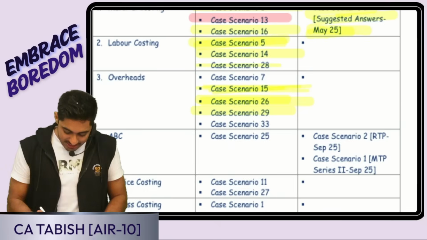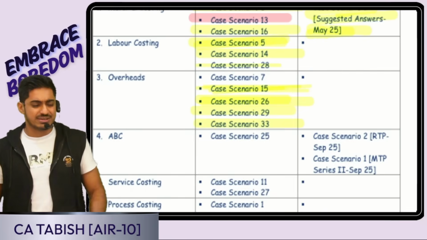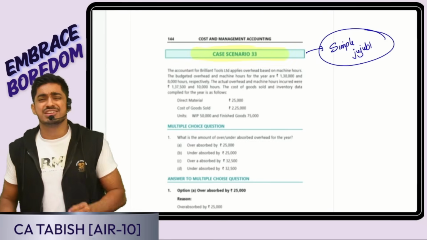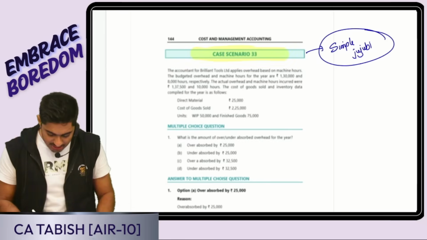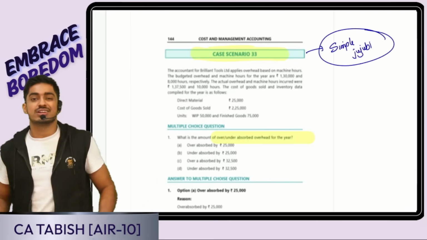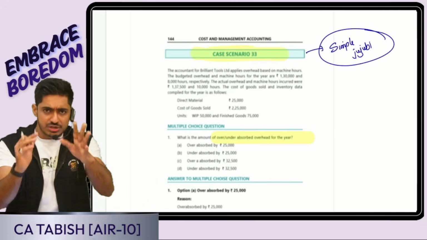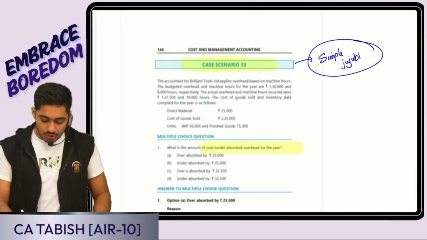Okay. Now we have case scenario number 33. All GGB questions only. Yes, everyone, case scenario number 33 is again a very simple basic GGB question. They're just asking what is going to be your under or over absorption. You're comparing absorbed overheads with actual overheads. You guys can do it. Absolutely nothing is there, so I'm not going to discuss this again.